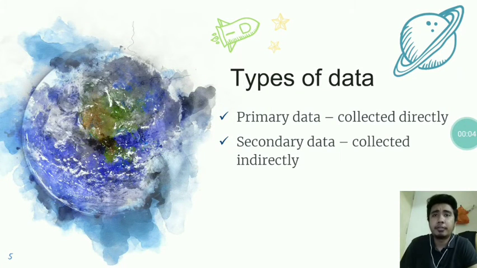Next is the type of data. There are 2, which are primary data and secondary data. Primary data is collected directly by the researcher first hand and could be collected from interviews, discussions, and observing surveys, while secondary data is indirectly collected and could be collected from research reports, published books, and so on.